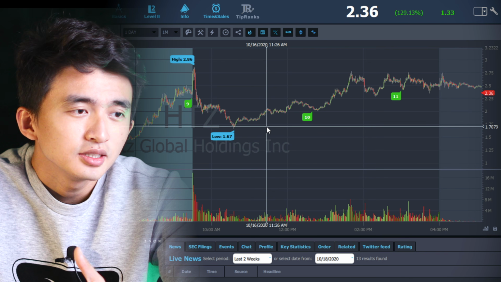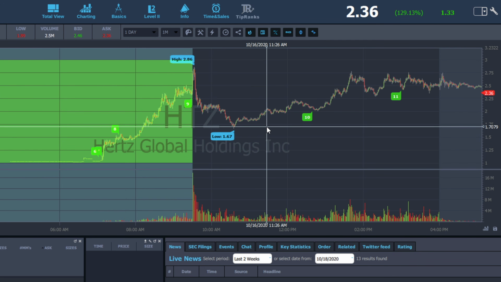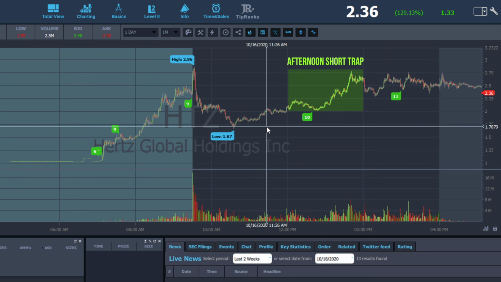So HTZ expected from 1 to 3. Remember what I said about stocks under 3 is really difficult to trade. This is the chart that made a lot of people lose money, especially those shorting in the afternoon on the bounce, which I personally did, and I didn't really like the price action. I only shorted a very tiny amount, only took a very small loss.